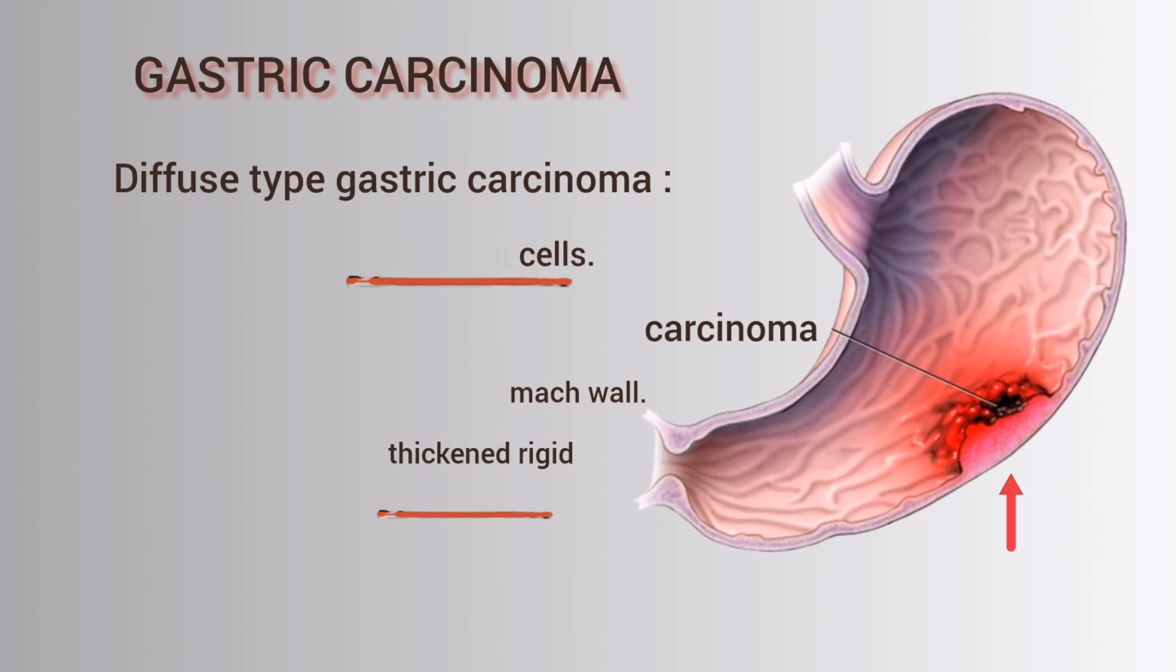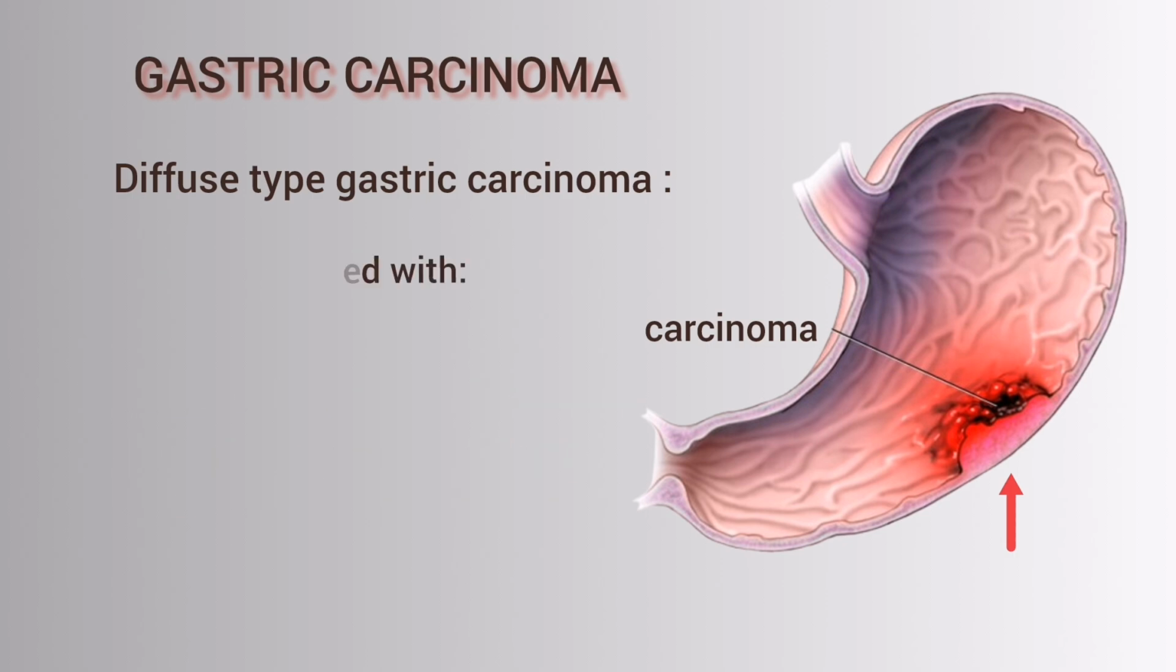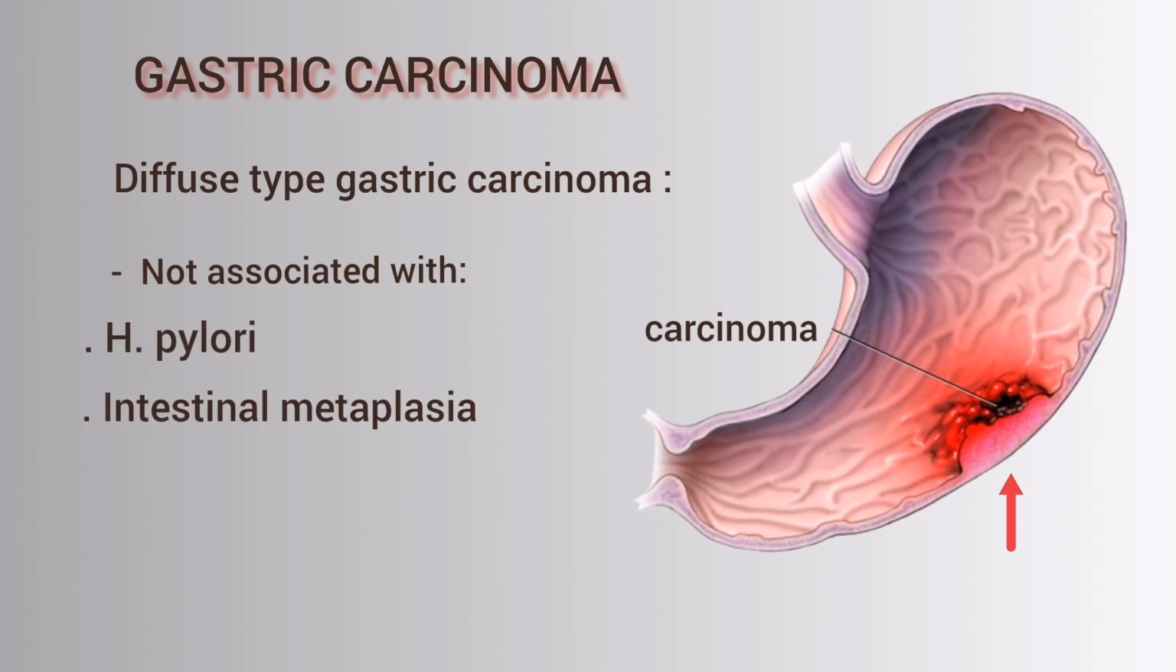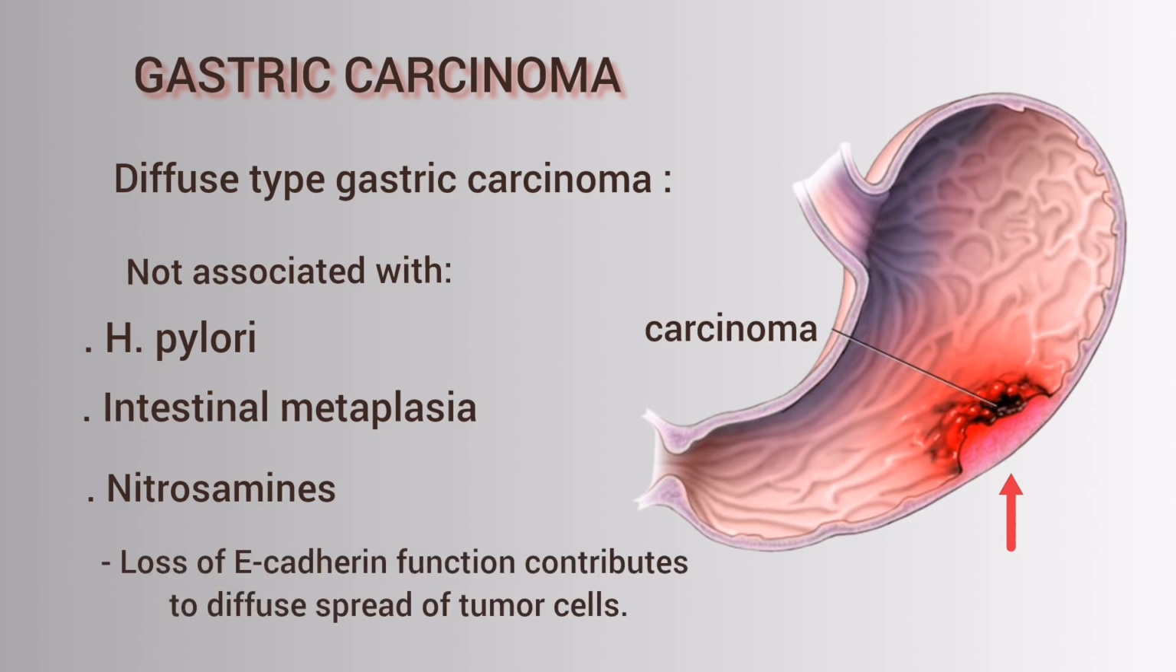Important point about that is it is not associated with H. pylori, not associated with intestinal metaplasia or the nitrosamines. Loss of E-cadherin function contributes to the diffuse spread of the tumor cells.